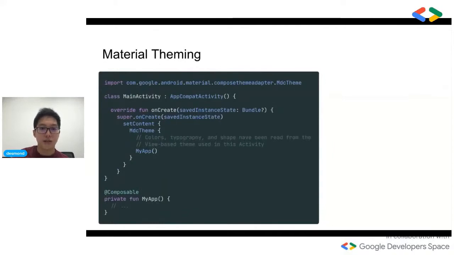If you're already heavily invested in the current XML theming, and you are using Material, the Material Components team also provided a Compose theme adapter. This allows us to reuse the theme that we have defined in XML as a theme in the Compose world. So we can share theme attributes such as colorPrimary, and we can be sure that they are consistent between our existing UI and the new UI built with Compose.